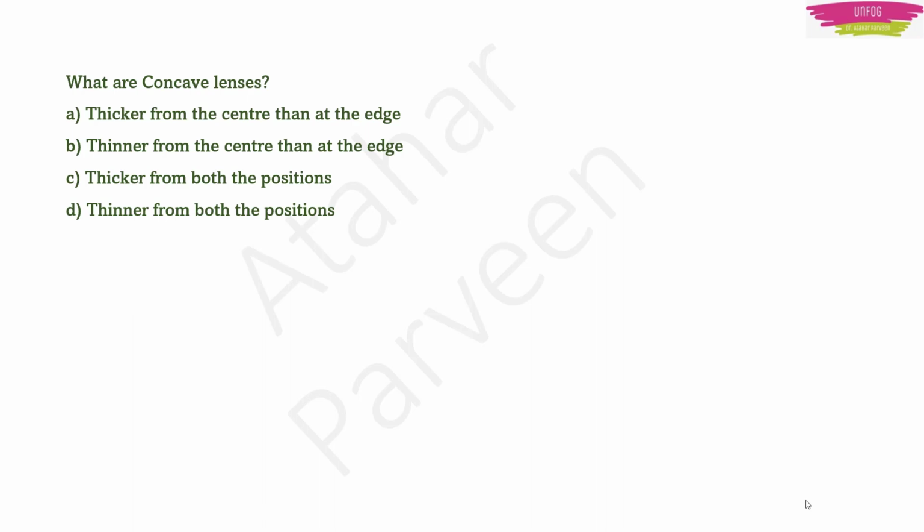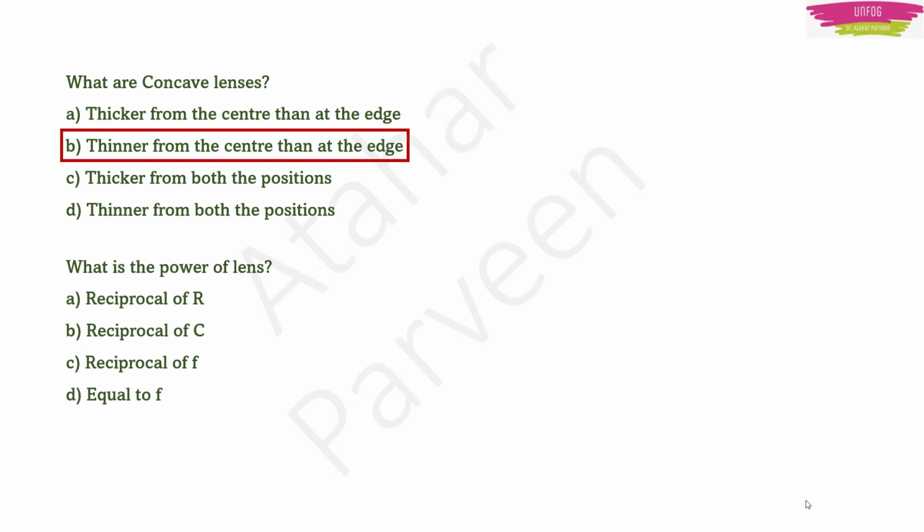Next question. What are concave lenses? They are thinner at the center than at the edge. They are thicker at the edge, right? They are thinner at the center. So option B will be the right answer. What is the power of a lens? Of course, the power of a lens will be the reciprocal of focal length. Option C will be the right answer.